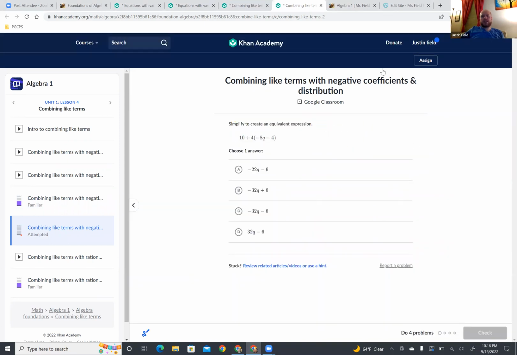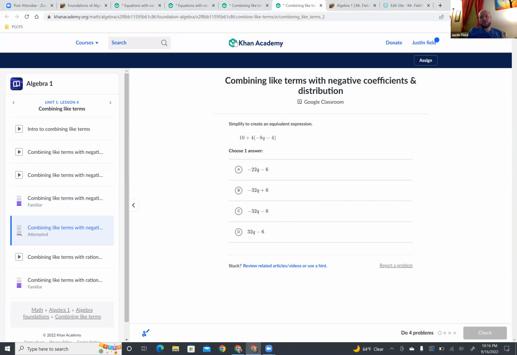So now let's do combining like terms with negative coefficients and distribution. So when you have a number in front of the parentheses, that is when it's time to do the distributive property. Circle that 4. That 4 is going to get multiplied by both of those. So 4 times -8q is -32q. That's 4 times -8q. And 4 times -4 is -16. And then we got that 10 in front.